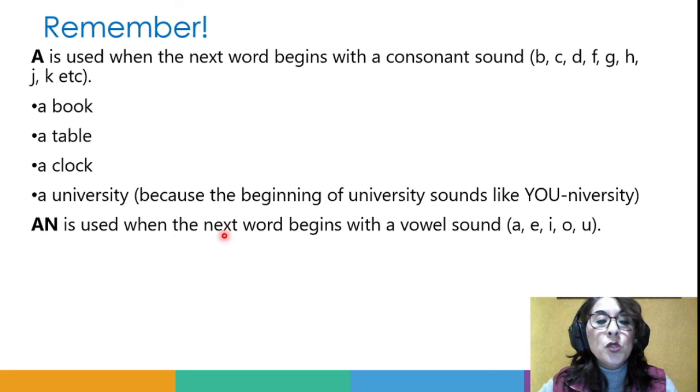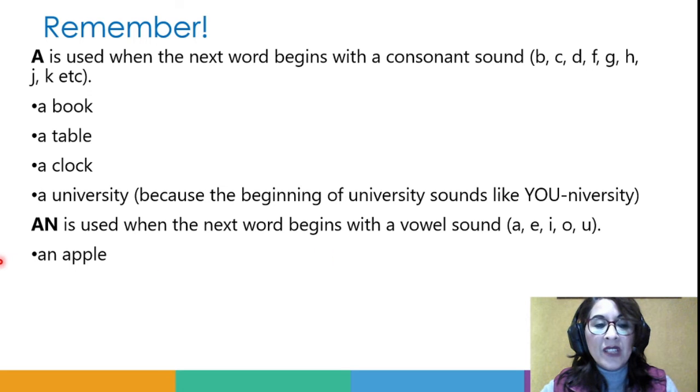And "an" is used when the next word begins with a vowel sound. Yes? The vowels, remember, A, E, I, O, U. But the sound is different. Could be A, E, O. That is the sound, right?